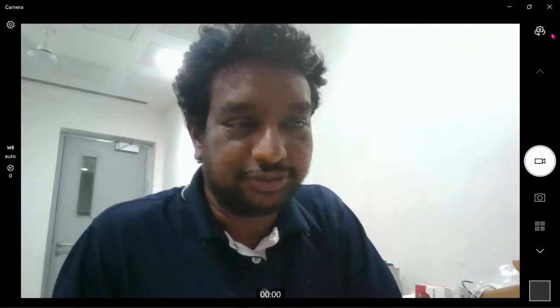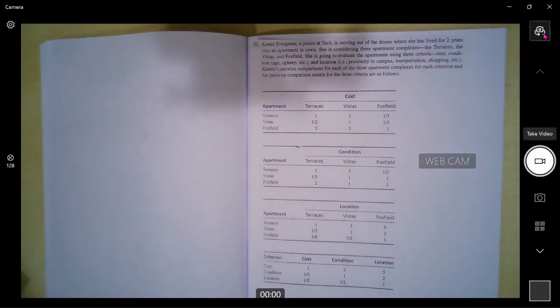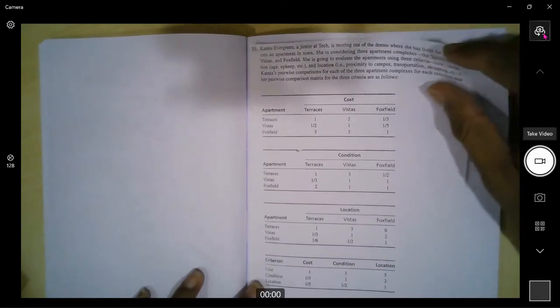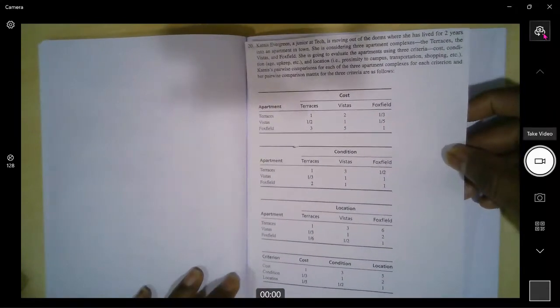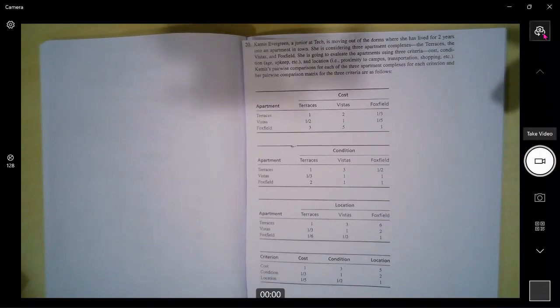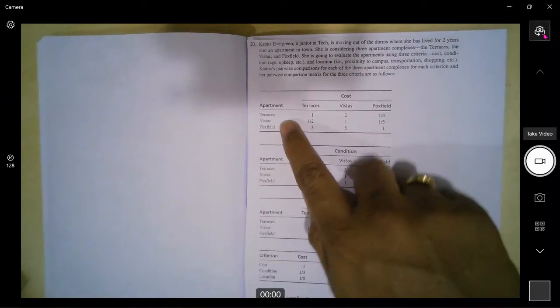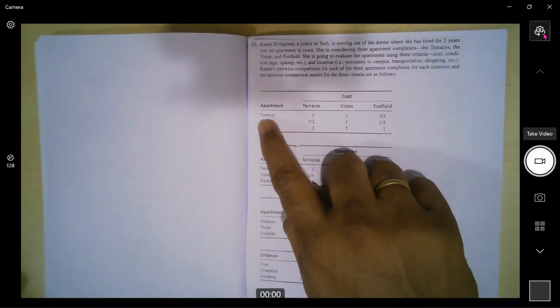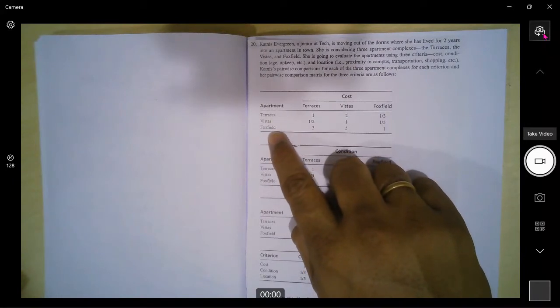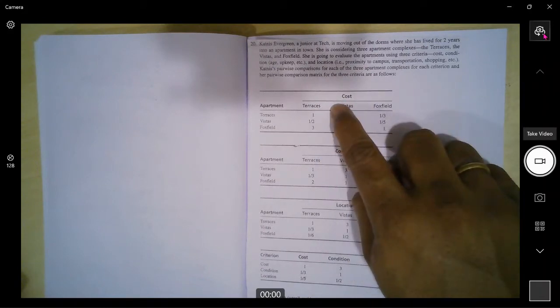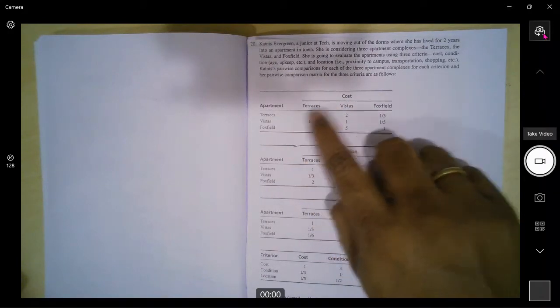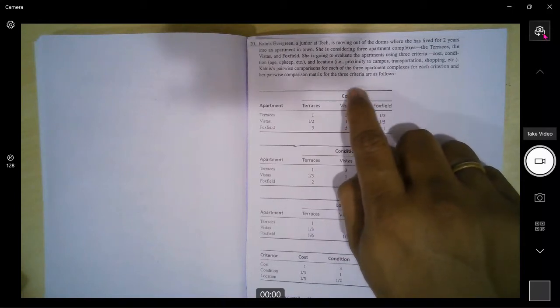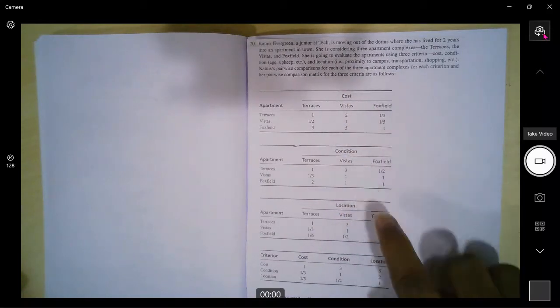If I switch over to my document, you can see there is a question like this. In this question, some data is given, and it is asked to select the best suitable apartment. There are three types of apartments, that is Terraces, Vistas, and Foxfield. The three types of apartments are compared pairwise with each other with respect to the criteria cost, then condition, then location.